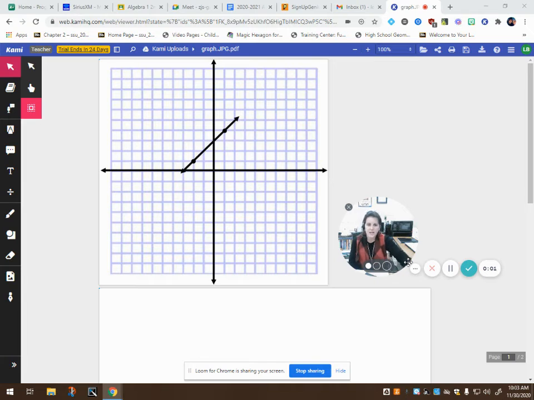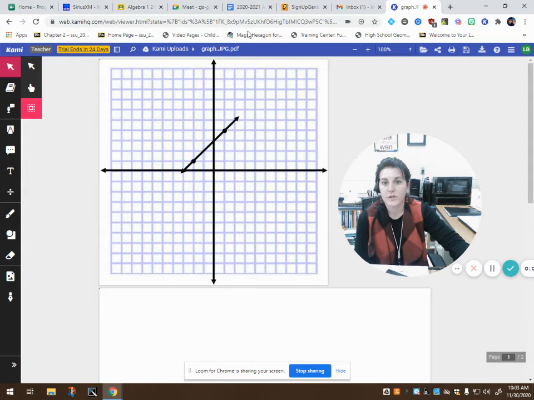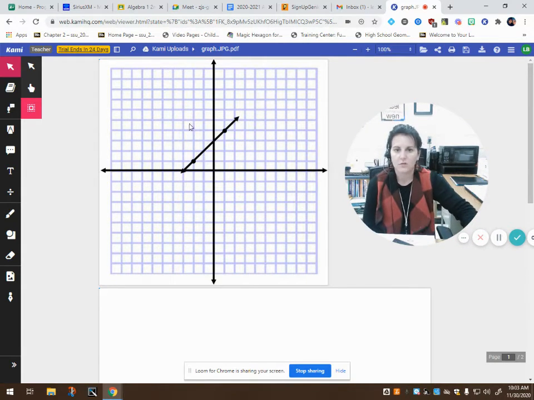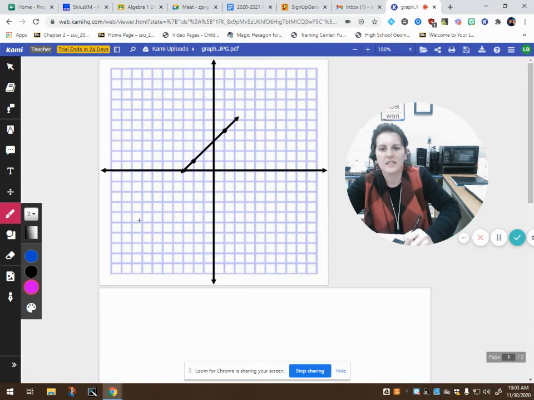Guys, today we're going to look at graphing the equation of a vertical line, or writing an equation for a vertical line and writing an equation for a horizontal line. But I first want to begin by writing an equation for this line here in the picture. So let's look at this line.